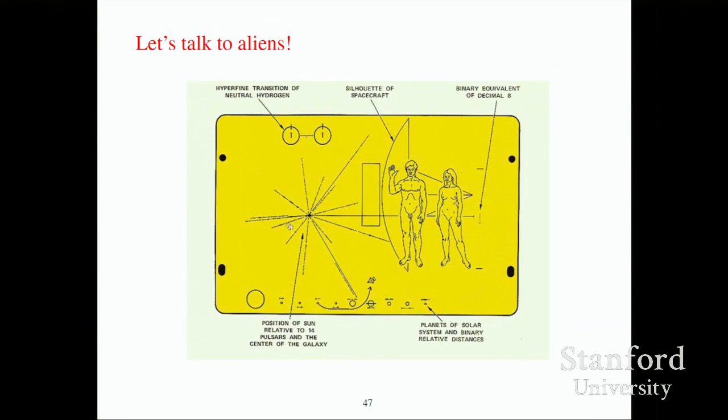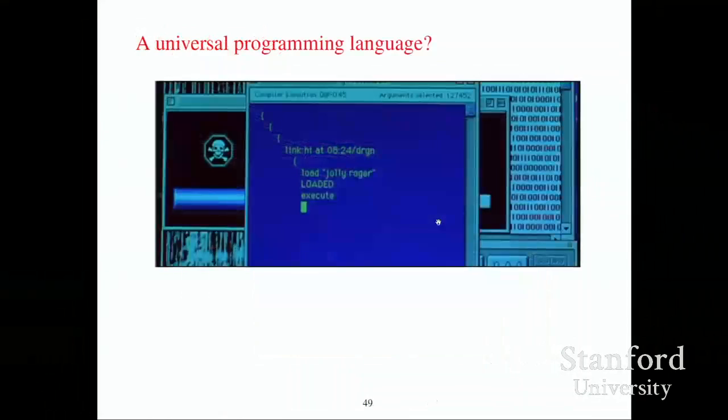I'd say lambda calculus is like this. They're likely to understand it. C, much less clear whether they would understand it or not. So does this mean we should call lambda calculus the universal programming language? Well, let's think about that for a minute.